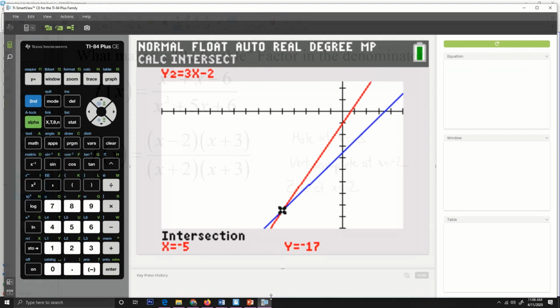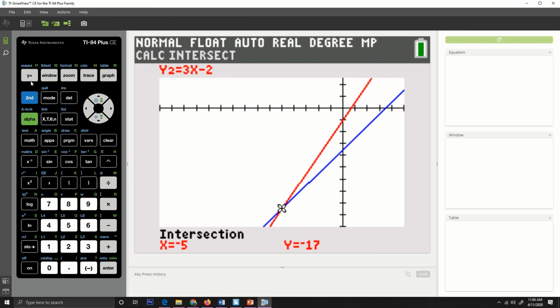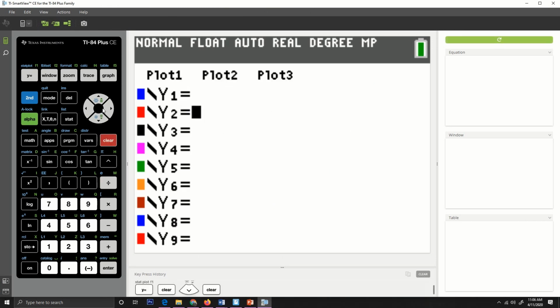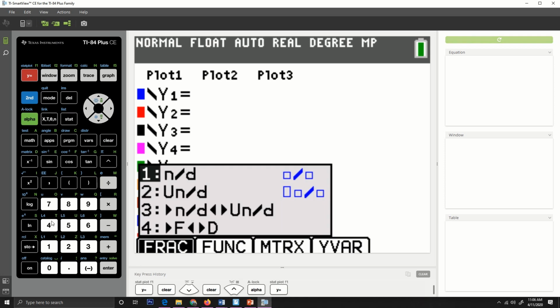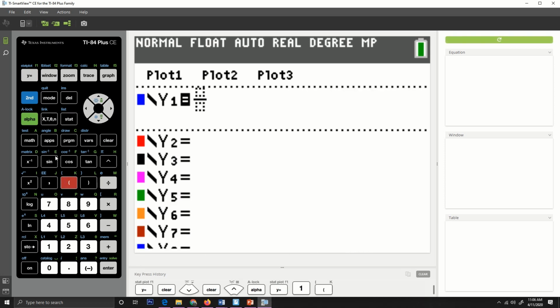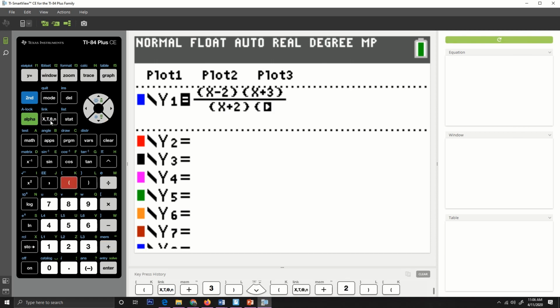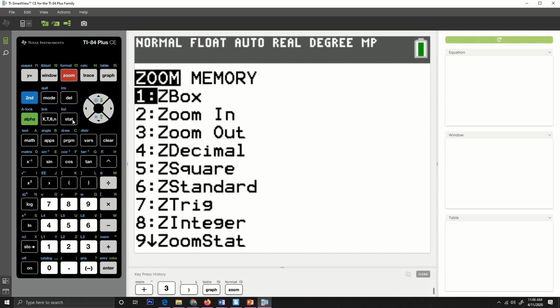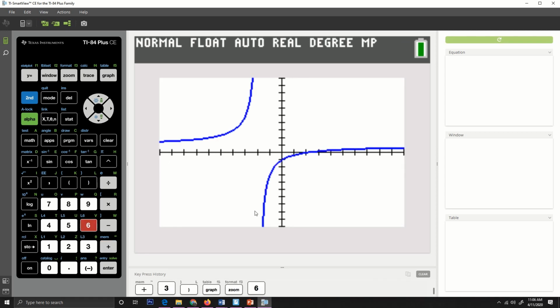Let's pull up our graphing calculator, and we can go to our y equals. We can clear this stuff out. We can go alpha y equals, hit the fraction button there, and we'll go x minus 2, x plus 3 on the top, and then x plus 2, x plus 3 on the bottom. So zoom 6 gives me a standard window, and we can see at -2, we have that vertical asymptote. We can see at +2, we have that 0.